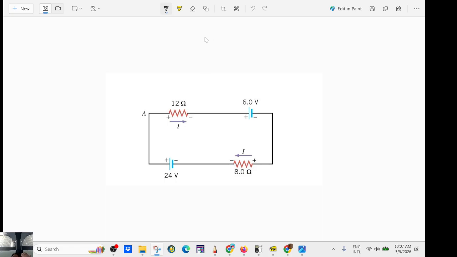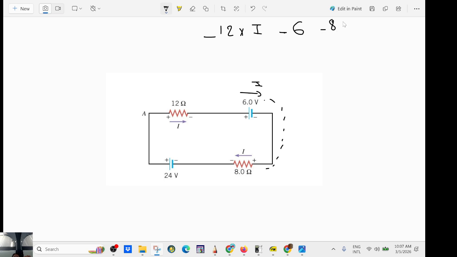Yes? If you go this way, I'm going to do 12 times I. You are losing voltage. Plus, minus. You are losing if you go from plus to minus, from high altitude to low altitude. Okay, keep going. If you go with the current, you are always losing, because it's like water. Water goes from high to low. So you are losing. Do you agree?